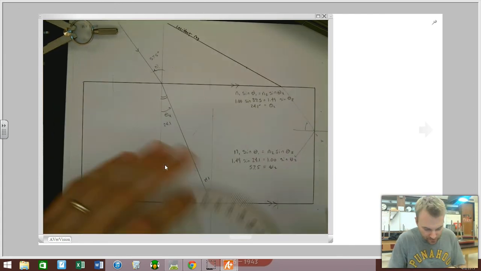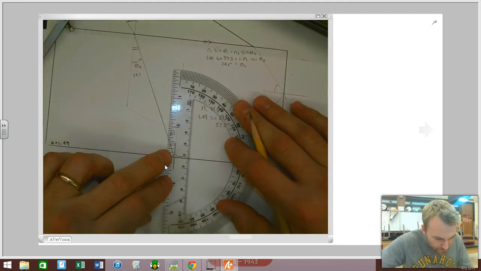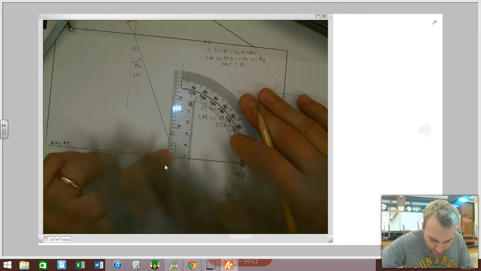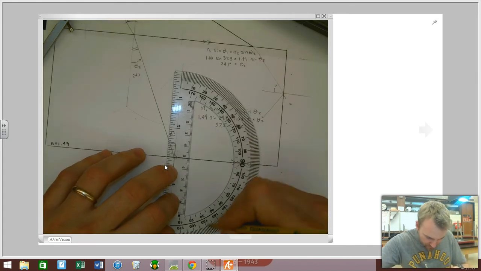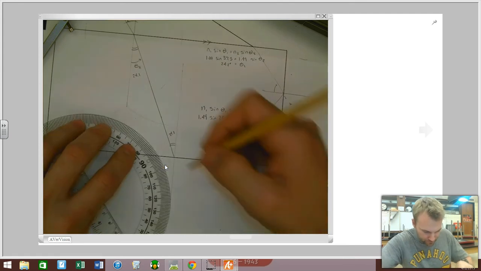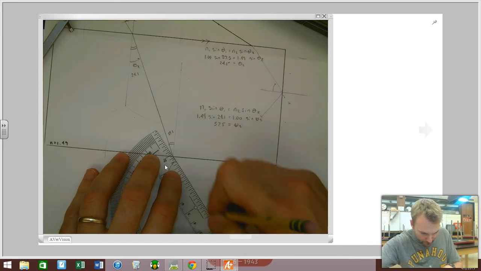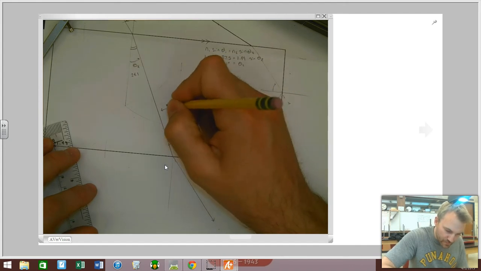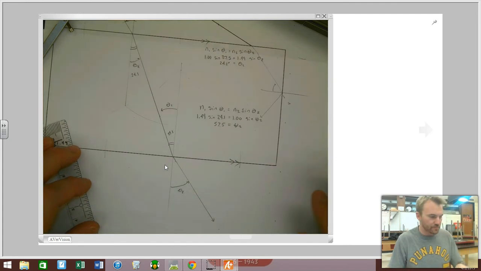So I put this guy here. I may have to elongate my paper in order for this to work, so I just have another piece of paper underneath my paper in order to do that. So here's 35, 36, 37.1 right there. Like that. And remember, theta 1 is on one side of the normal. Theta 2 has to be on the other side.